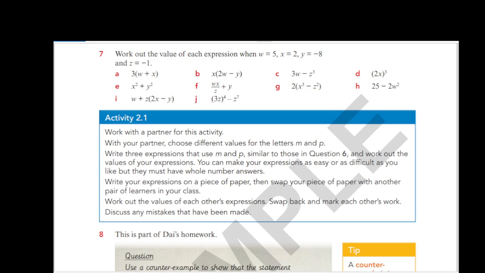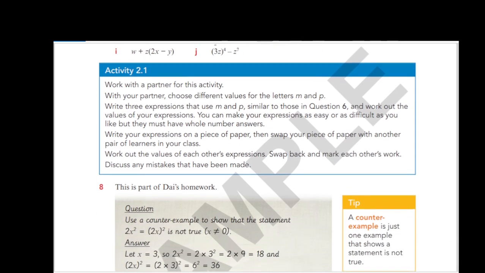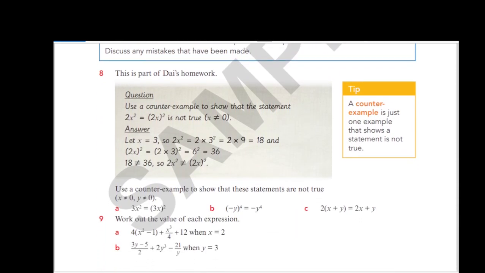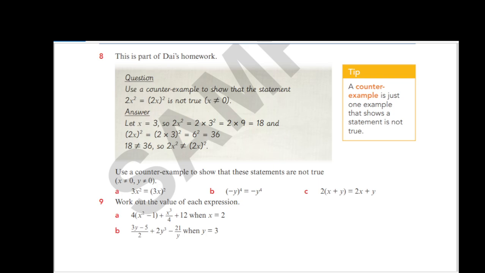Now we will move to question number 8. In question number 8, they are saying that this is part of Dia's homework, and Dia had calculated some expression, and he's saying that 2x square is equal to 2x whole square. So we have to see whether it is true or not that 2x square is equal to 2x whole square.